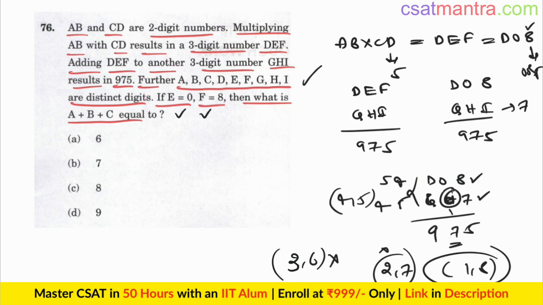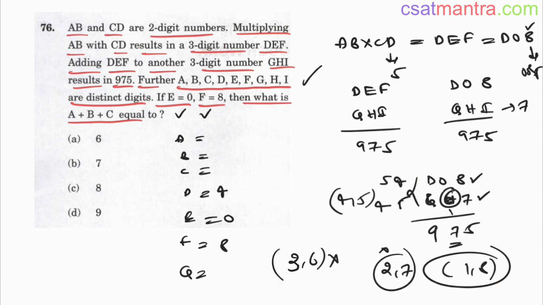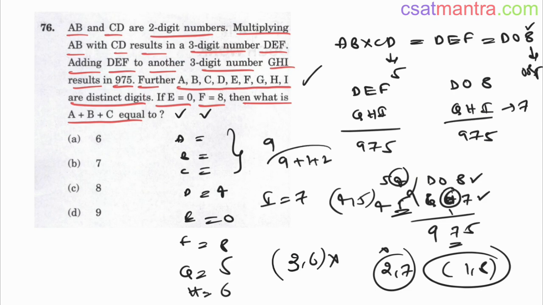D should be 4. A value, B value, C value, we don't know. D is 4. E is 0, F is 8, G is 5. When D is 4, G should be 5, right? H is 6, I is 7. If any of these digits is 9, 9 plus 1 plus 2, we don't have 1 and 2 here. So this sum will be always greater than 10, but we have less than 10 here. So none of these digits will be 9.